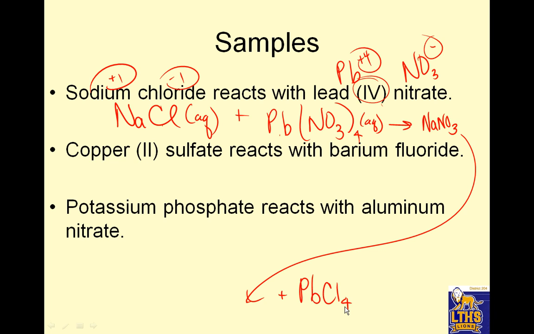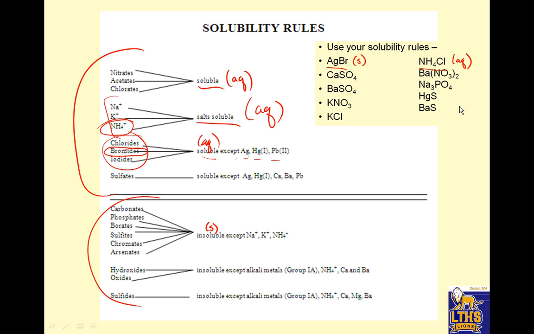PbCl4. Now we have to go back to our solubility rules and decide which one of our two products is going to be the precipitate. So I go all the way back, and I'm looking for lead. I'm looking for chloride. Here's chloride. Chlorides are soluble unless they're with lead. Oh, that's lead 2. Also lead 4. Who forgot lead 4? I forgot lead 4. Okay, so lead 4 chloride would be insoluble.